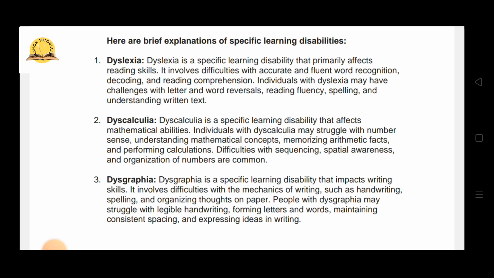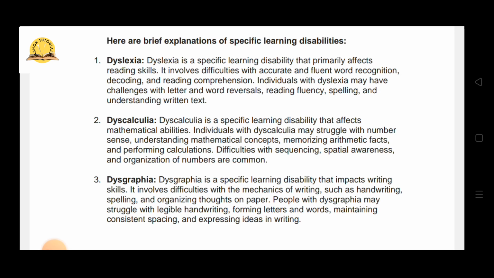Now dyscalculia. Friends, whatever I am reading now, I think 5 or 6 I have taken here, like dyslexia, dyscalculia. These things are very important for your MTET. They always ask about these kinds of disabilities in exams, like if an individual is having a problem with numbers, what kind of disability the individual is suffering from. In that case, you should say it is dyscalculia.